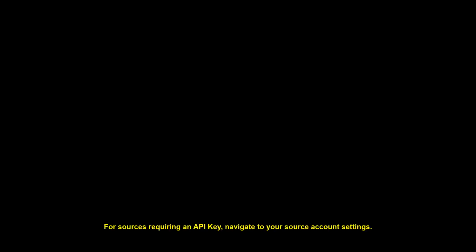For sources requiring an API key, navigate to your source account settings. Generate a new API key if one does not exist. Copy the API key to your clipboard. Return to the segment settings page. Paste the API key into the designated field.